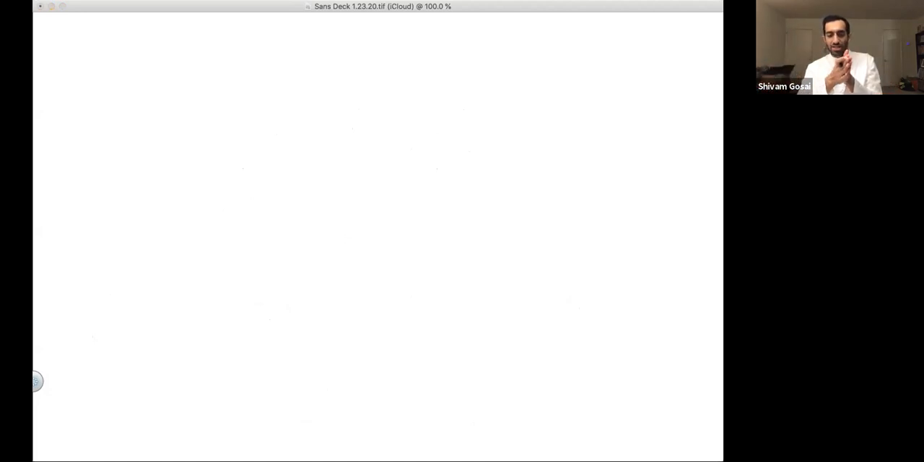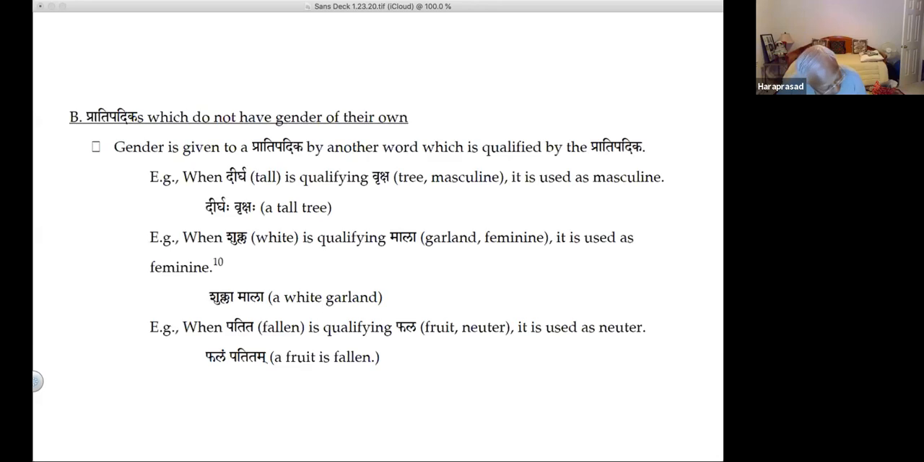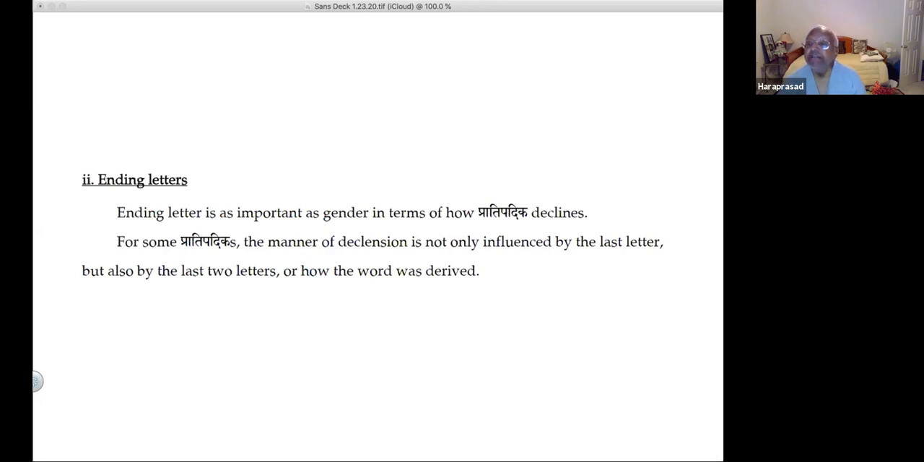Okay, so there's some words that are just natural and there's some words which don't have an inherent gender, but depend on what it's qualifying. Okay, Hariprasadji, you have a question? Yes, sir. So that means to say the qualifying gets qualified gender. Correct. Qualifying word gets the qualified gender. The adjective gets the gender of the substantive. Okay, got it. Thank you.